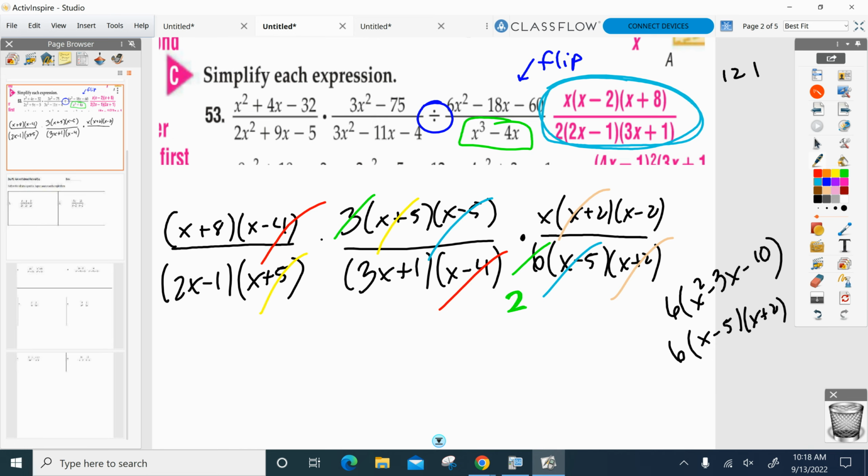All right, all good? Anything else you want to ask? Because we're kind of going in a different direction today. No more multiplying, dividing. We'll still do a little factoring, but now we're going to add and subtract. Anything?